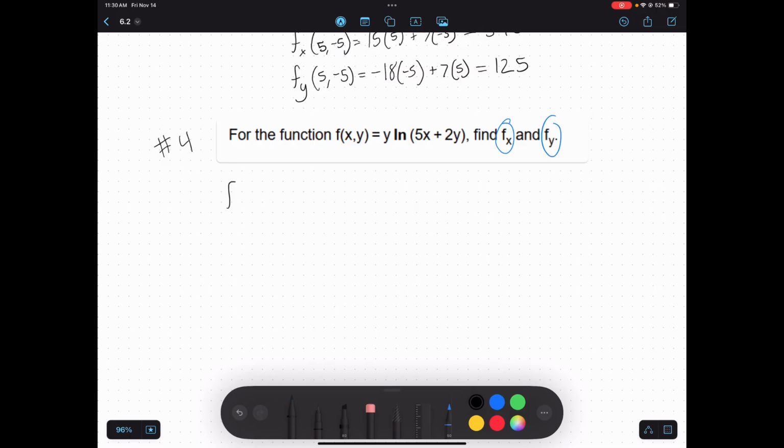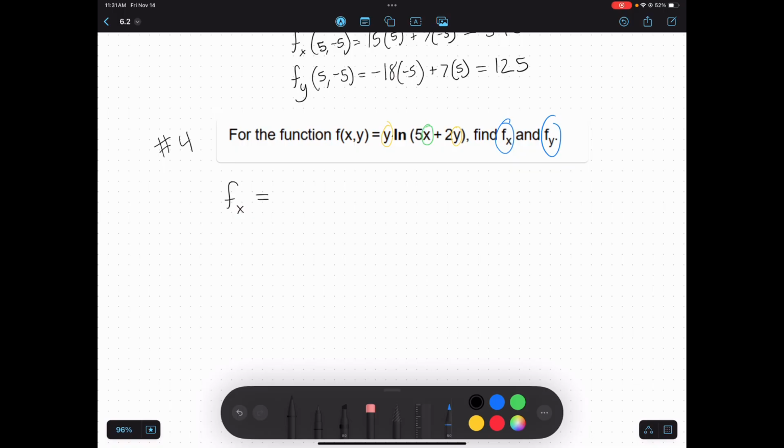Let's start with that partial derivative in terms of x. That means, once again, what does that mean? That means I'm going to treat y as a constant. Well, I see a y here, so I'm going to treat that y as a constant, and I only have one variable, x. So let's think about how I would take the derivative here.